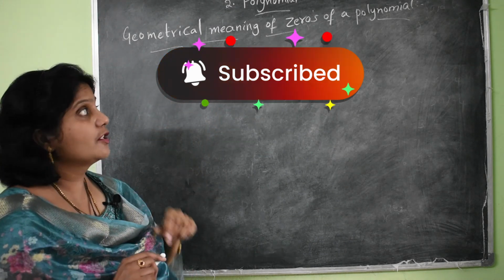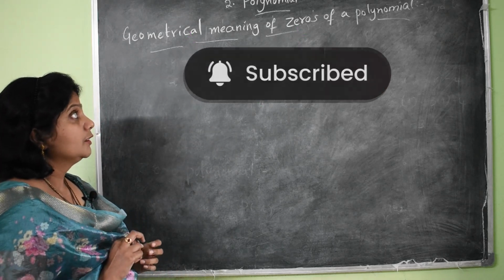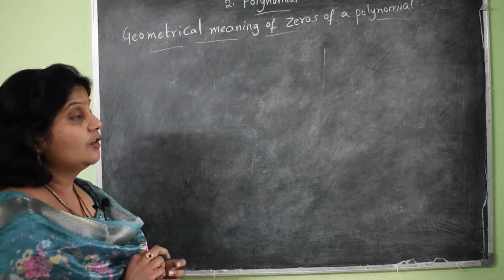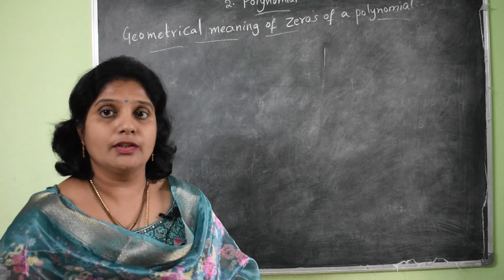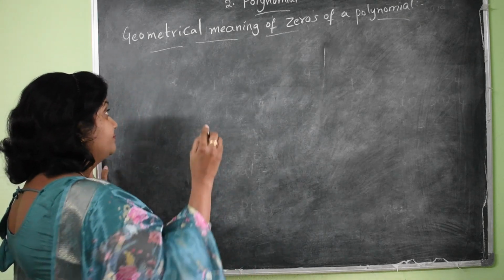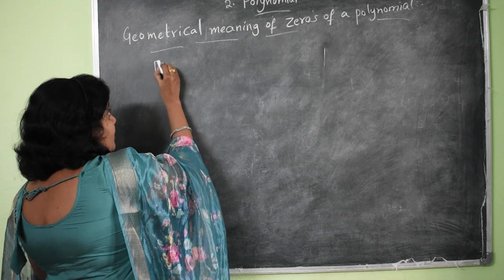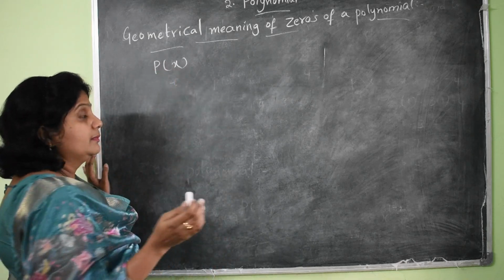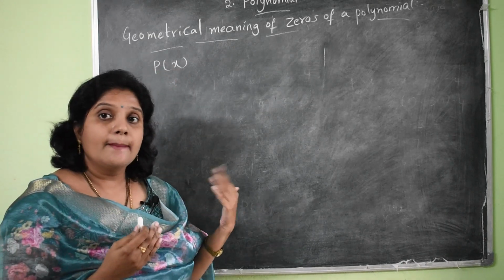Geometrical meaning of zeros of a polynomial. So what is meant by the geometrical meaning of zeros of a polynomial? We are going to explain. Let p of x be a polynomial. From the start we are saying p of x is a polynomial.